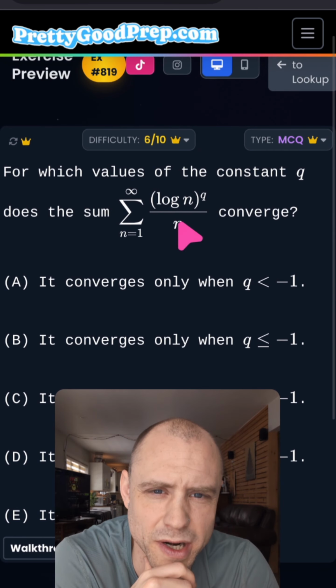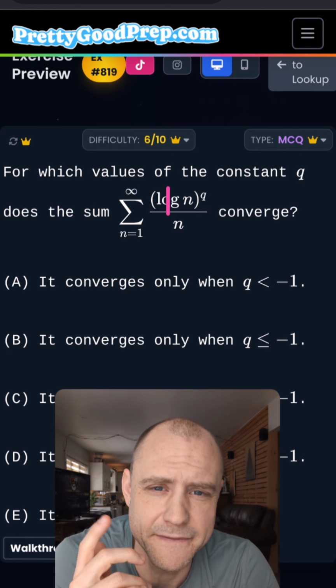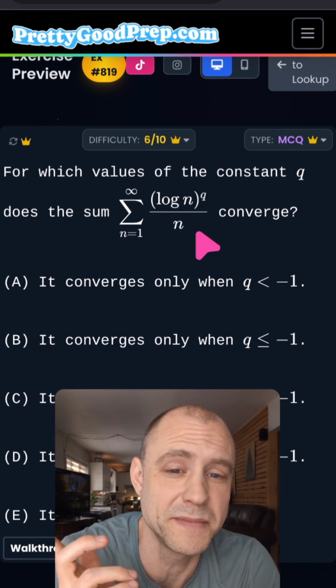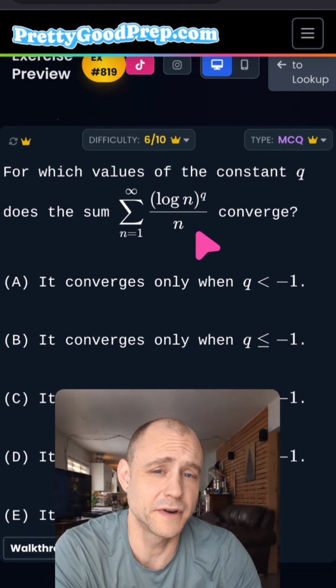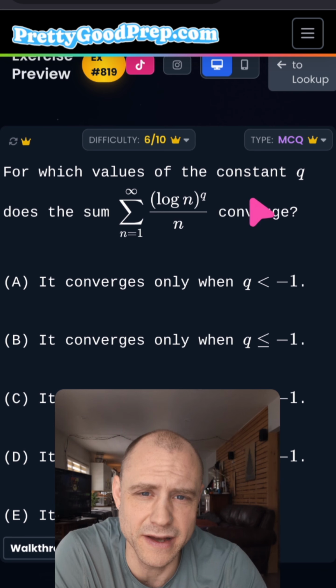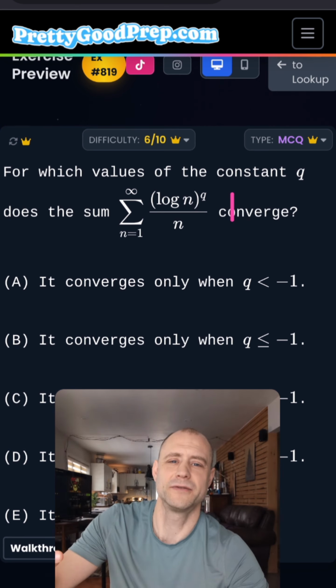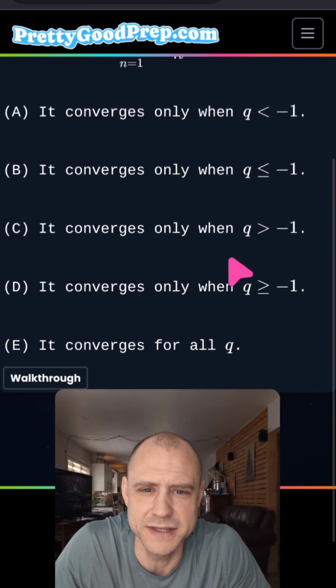If this is just 1 over n, that's the harmonic series, so that diverges automatically. If it's just log n over n without this exponent q here, well, that's even bigger than the harmonic, so that also diverges. So for this to converge, q is definitely going to have to be a negative number. If it were positive, then it's going to be even bigger still. So it has to be negative. So from this, we know it's not these options. So C, D, and E are out right away.